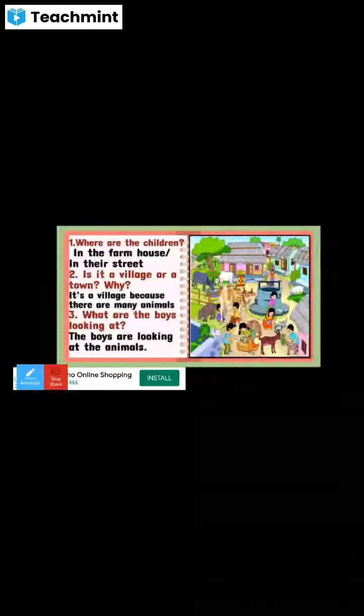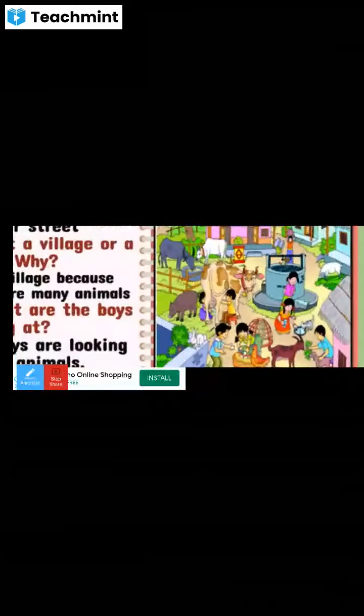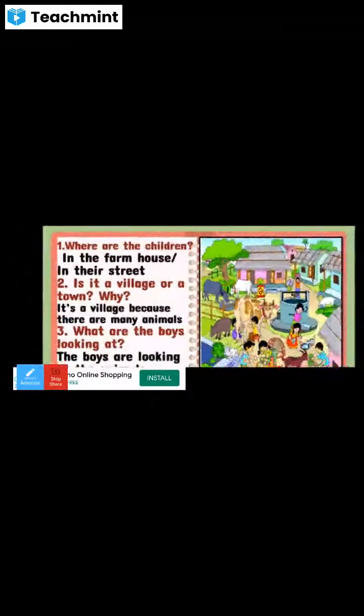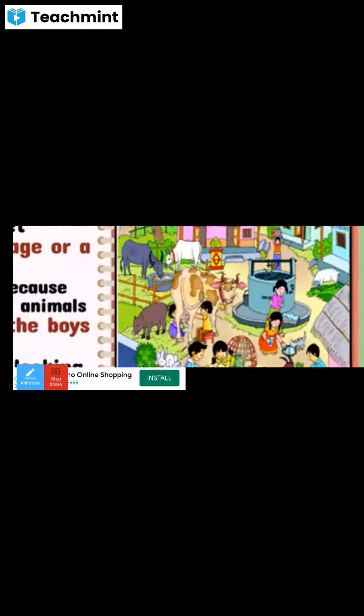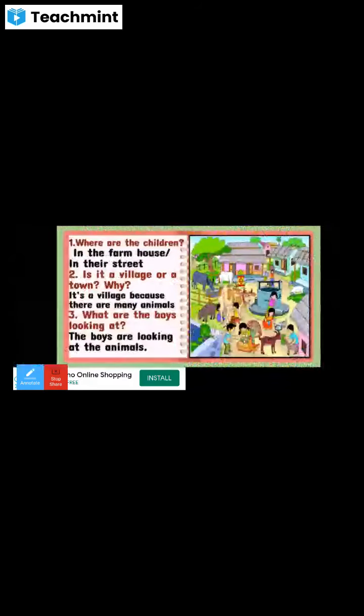So what are the answers? You can observe in this picture. Where are the children? The children are in the farmhouse, in the street. Question number two, is it a village or a town, and why? It's a village because there are many animals.